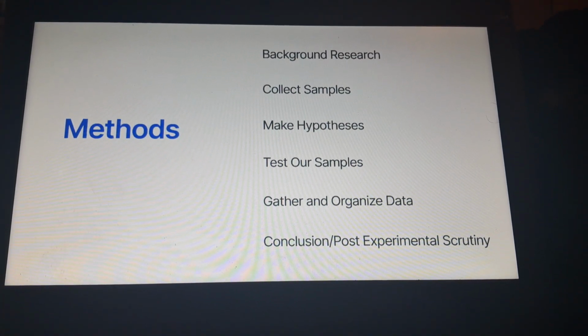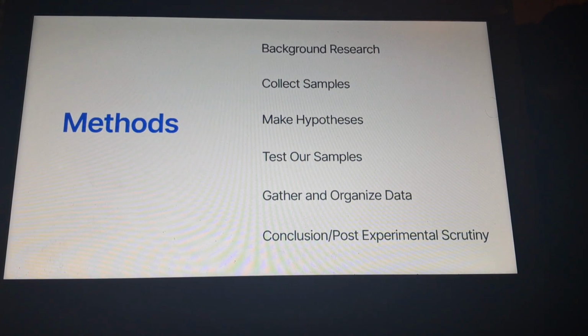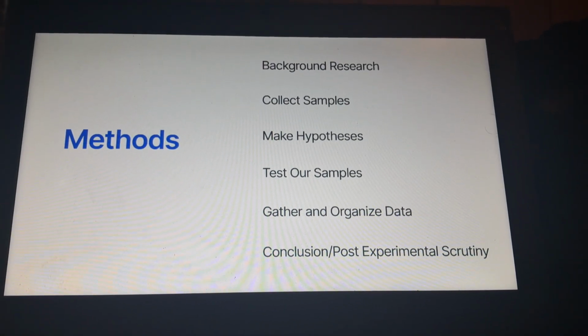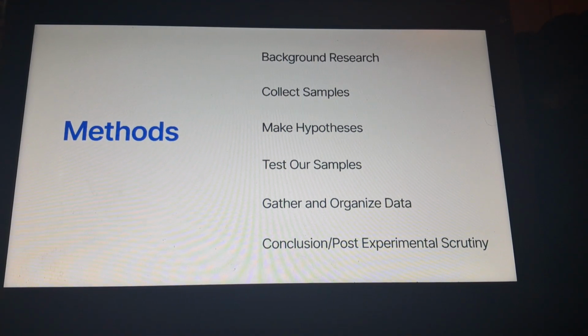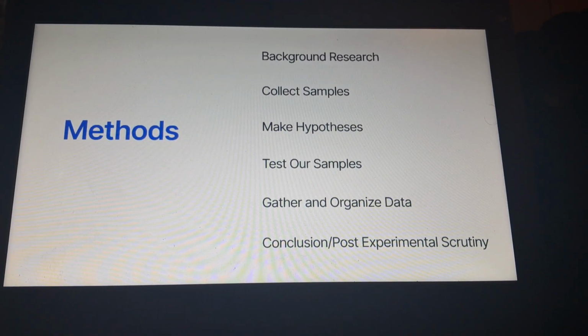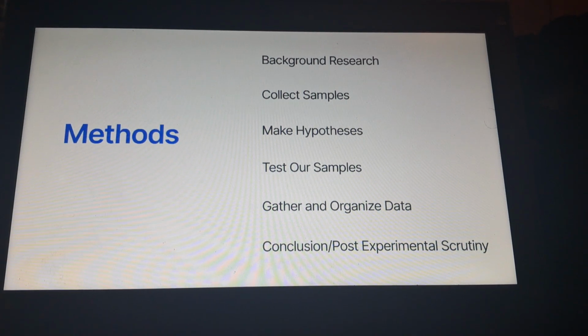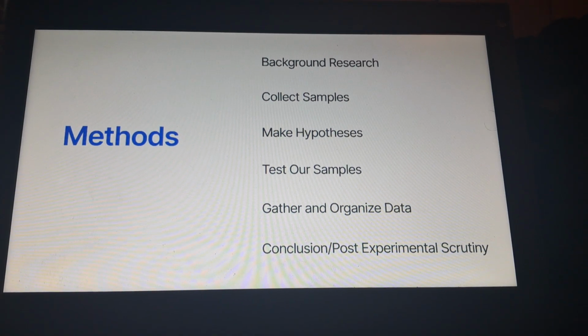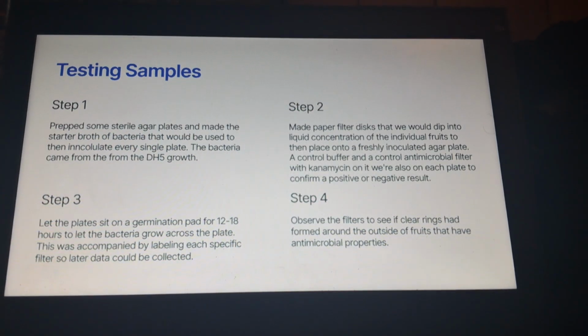So the methods on how we went about this experiment: first we started off with background research. Then we collected samples. We made a hypothesis on whether or not it would be antimicrobial. We tested those samples. We gathered and organized our data, and then we did a conclusion and post-experimental scrutiny to try and see what we could improve on for next time.